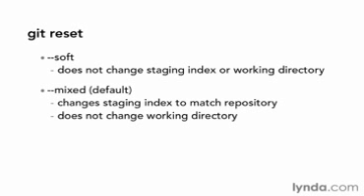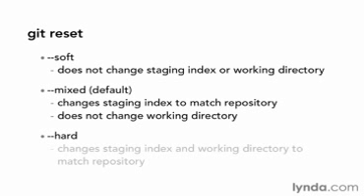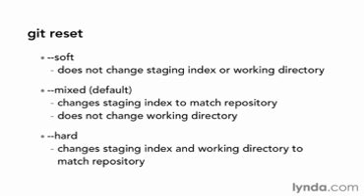And then the last one is the most destructive of all, and that is hard. A hard reset will not only move the pointer of the repository, but it will make your staging index and your working directory match that as well. So that means any changes that came after that commit are completely obliterated. They don't exist in the repository, the staging index, or the working directory. They're completely gone. So use this one with caution. It really is for when things have gone completely wrong and you really just want to reset everything back to a specific point in time. And you don't mind losing whatever came after it.